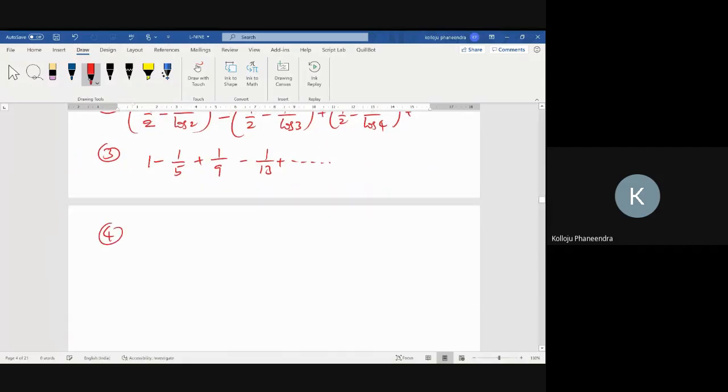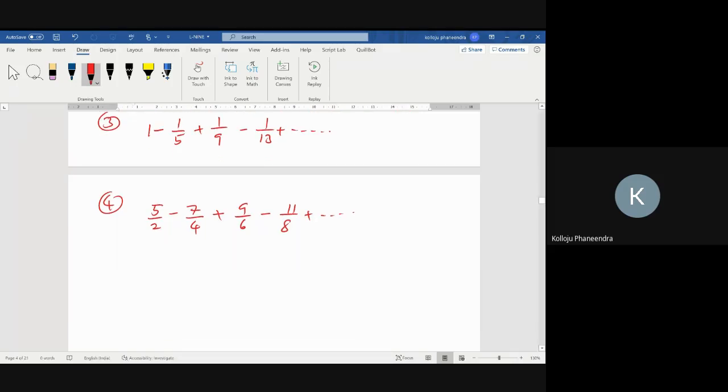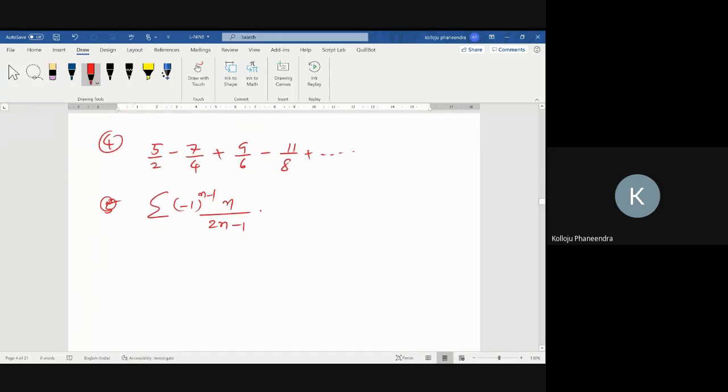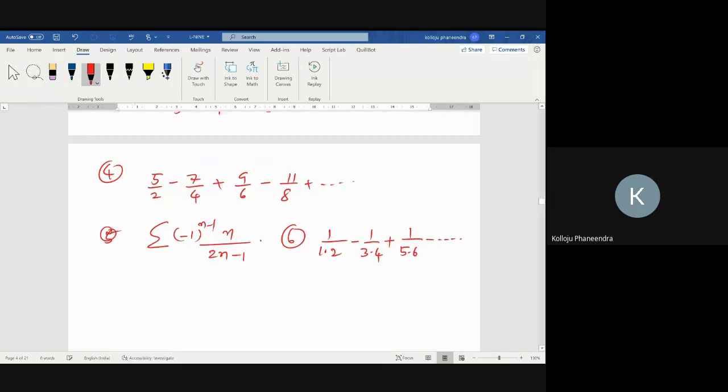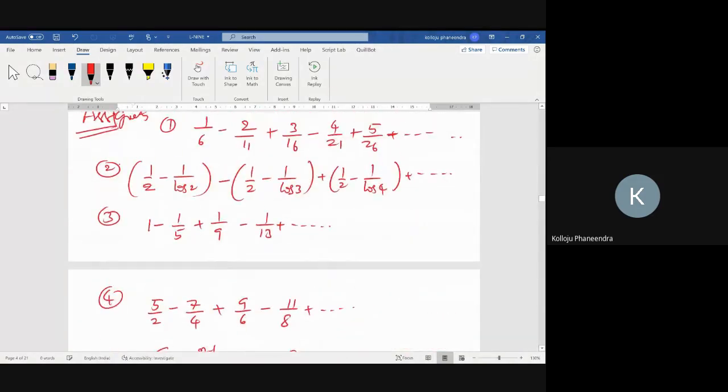Fourth one, 5/2 minus 7/4 plus 9/6 minus 11/8 and so on. Another one, fifth one, sigma minus 1 whole power n minus 1 n by 2n minus 1. Take this. Sixth one, 1/1 into 2 minus 1/3 into 4 plus 1/5 into 6 and so on. These are the 6 problems of assignment based on alternate series.